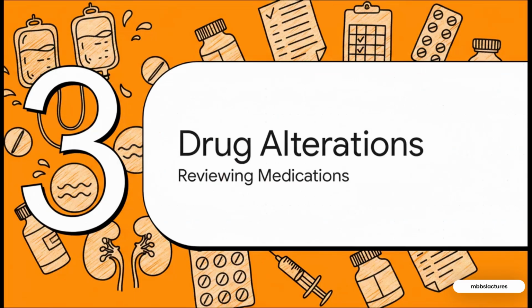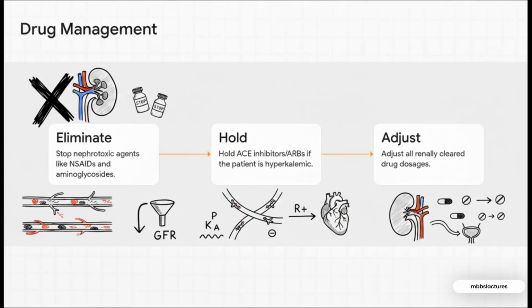All right, Section 3, Drug Dose Alterations. Reviewing medications is your next big task. And this sequence right here, it's a board-tested goldmine. You've got to stop the physiological insults first. That means hunting down and stopping nephrotoxic agents, especially NSAIDs. Why NSAIDs? Because they inhibit vasodilatory prostaglandins, which causes afferent arteriolar vasoconstriction and completely tanks your glomerular filtration rate. You also need to hold ACE inhibitors or ARBs if the patient is hyperkalemic, and you do all of this before you even start calculating new maintenance doses.